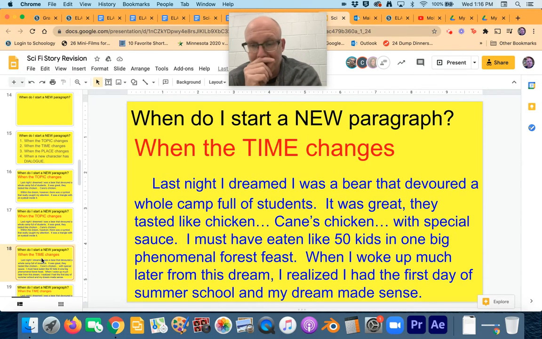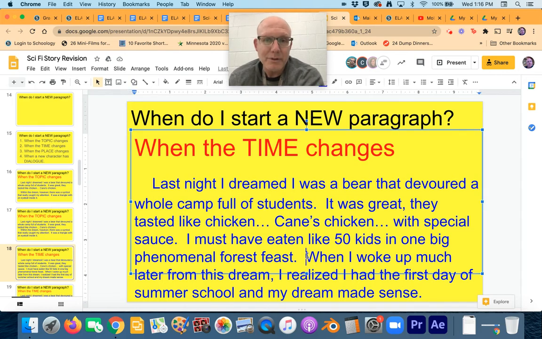Second one is time, when the time changes. So, for instance, last night I dreamed I was a bear that devoured a whole camp full of students. It was great. It tasted like chicken, Cane's chicken, with special sauce. I must have eaten like 50 kids in one big phenomenal forest feast. When I grew up much later from this dream, I realized I had the first day of summer school and my dream made sense.